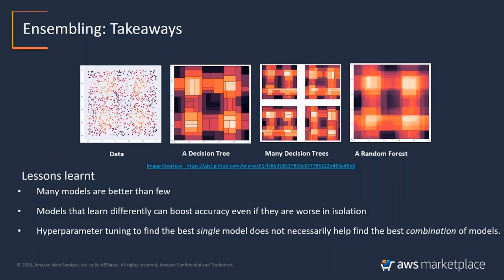And so the lessons learned here are that many models are generally better than few. And models that learn differently can boost accuracy, even if they are worse in isolation. And most importantly, hyperparameter tuning to find the best single model does not necessarily help find the best combination of models.